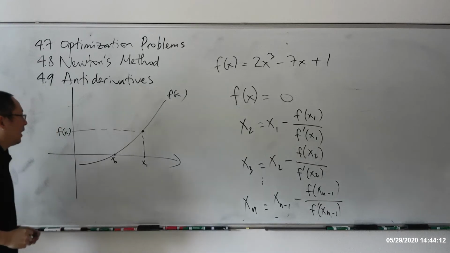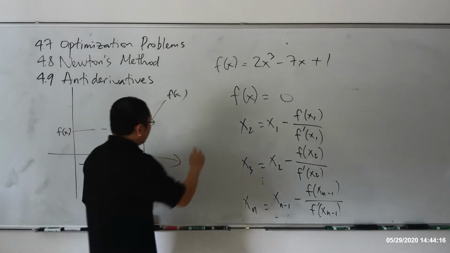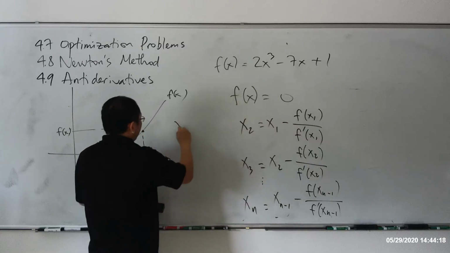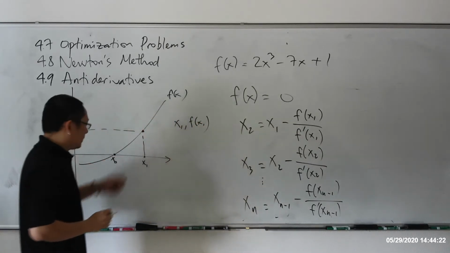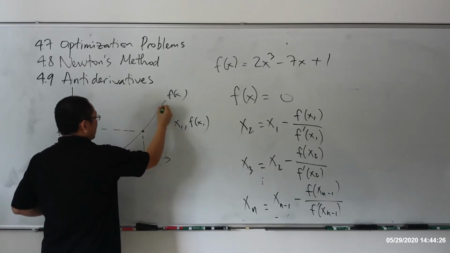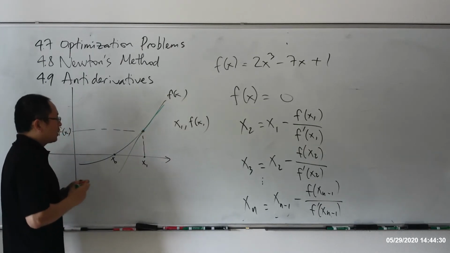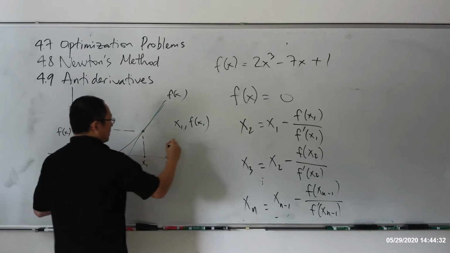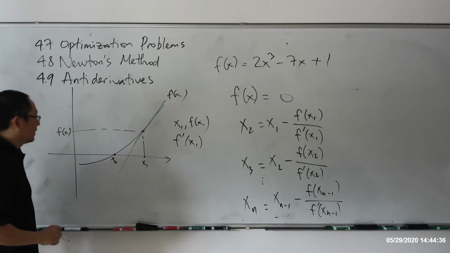So if I have a point on the graph, let me write somewhere. x1 comma f of x1, and I can find the slope of the tangent line going through this point. Let me use green color. This is my tangent line. Okay? And how do you find the slope of that tangent line? Slope is f prime of x1. Derivative. Okay?